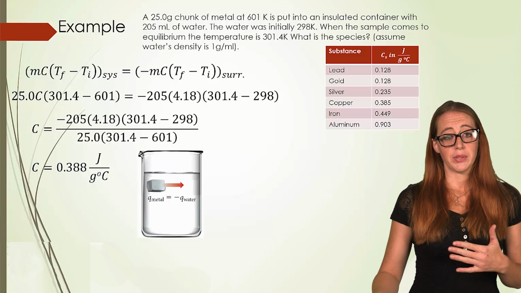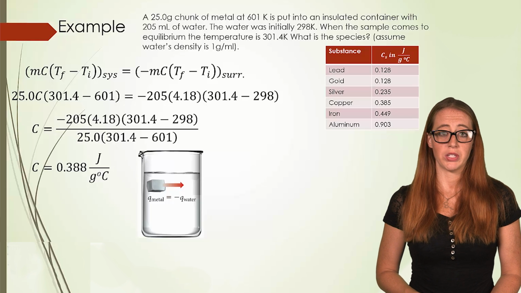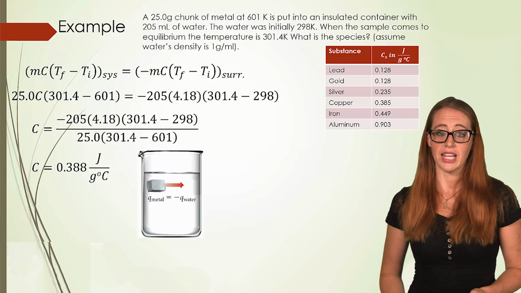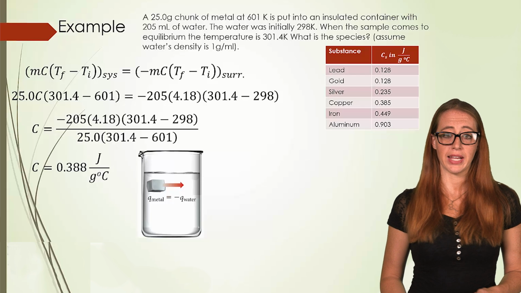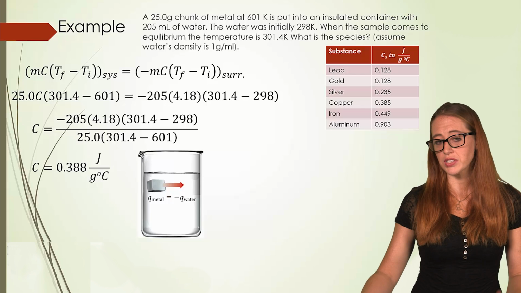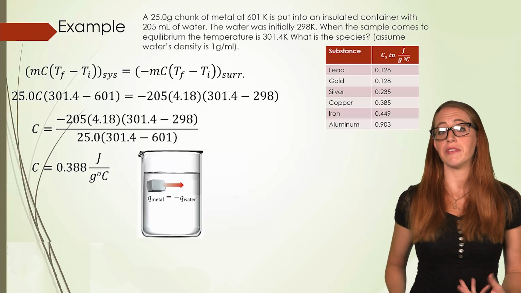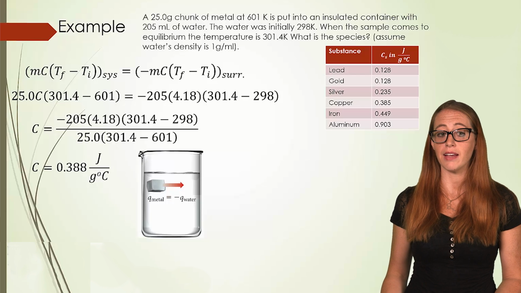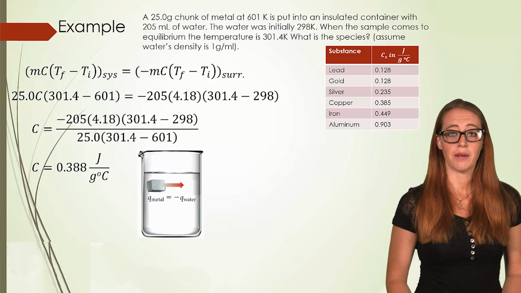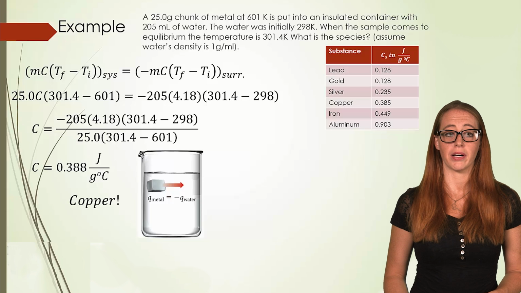With this final value, we can do the exact same thing that we did with our previous problem. We can go look at our table, find our 0.385. In this case, there isn't an exact match, but there's one that's very, very close. It's 0.385. So we can look at that one and say, oh, this one's going to be copper.